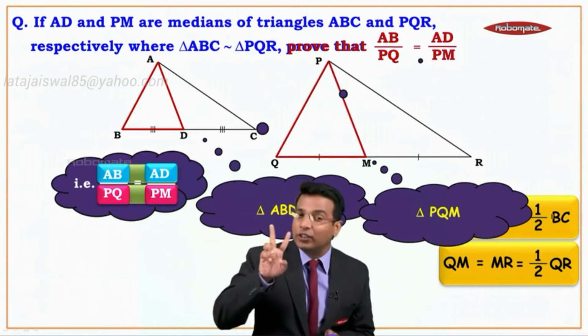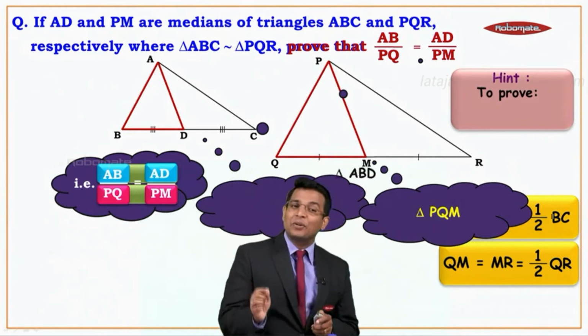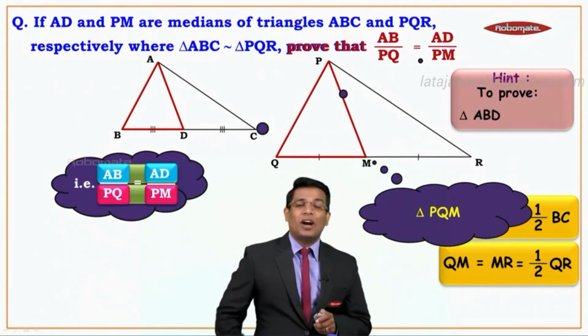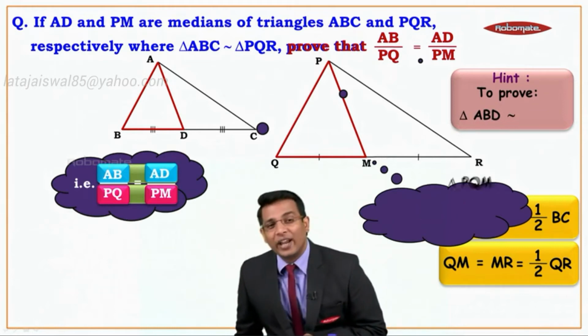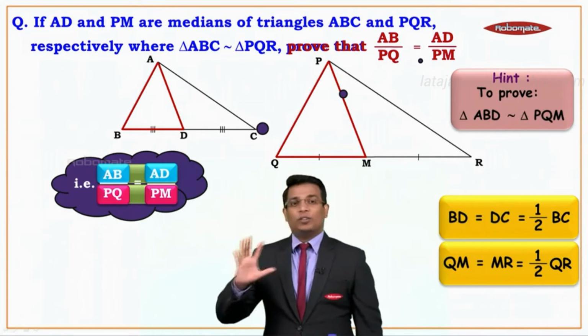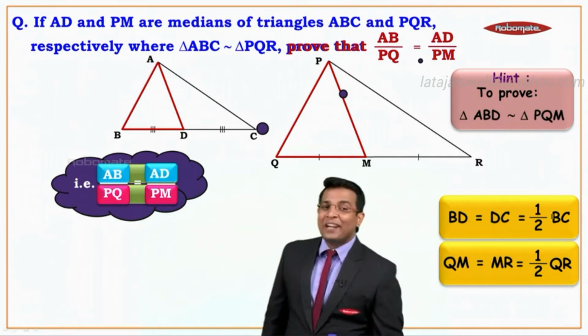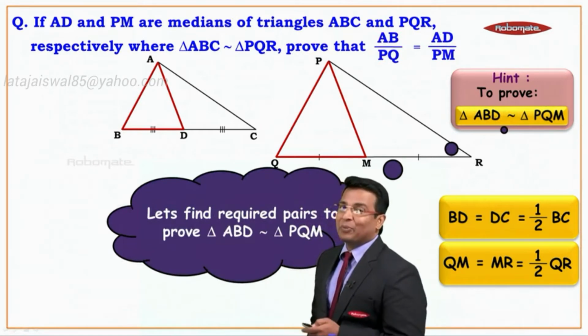That means we have got the two triangles which we need to prove similar. That is triangle ABD similar to triangle PQM. So our job is to prove triangle ABD similar to triangle PQM. The moment you get it, you're going to get the proof, right? So the focus is very clear. Now we're going to find the required pairs to prove this similar.